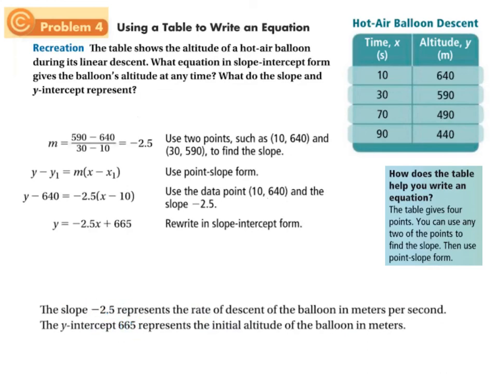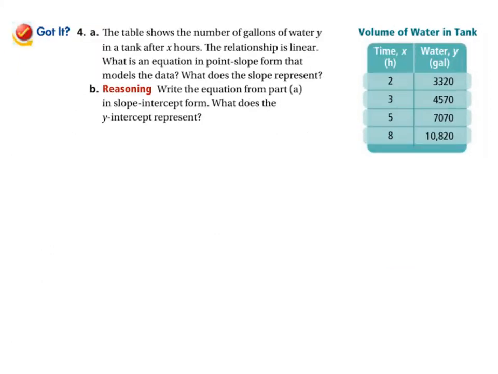And that's going to be a consistent thing, that the y-intercept is whatever the y-coordinate is when x is 0, because on the y-axis, x is always 0. So you're going to do this same thing now here.